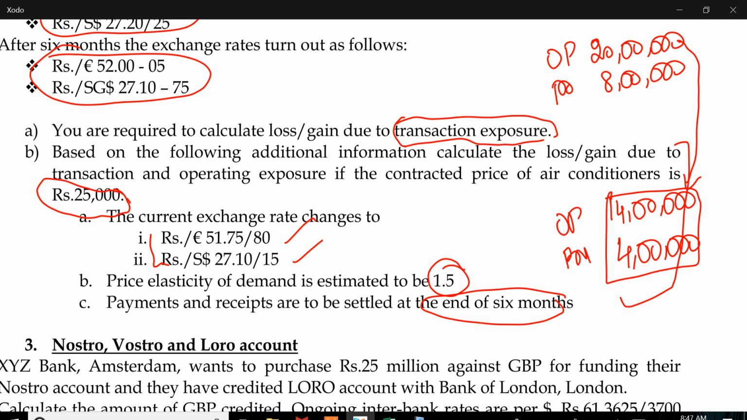Next point, 500 euros based on the given exchange rate will translate into... can you translate and tell me how much it will be? 500 into 51.75, which is 25,875.